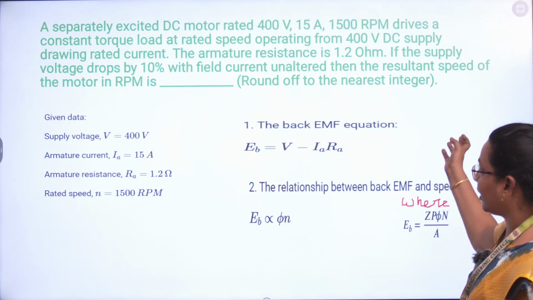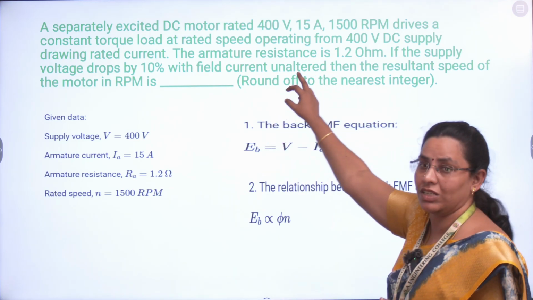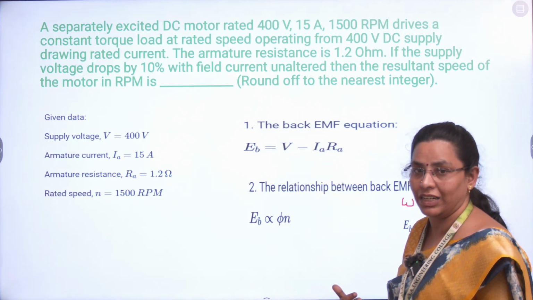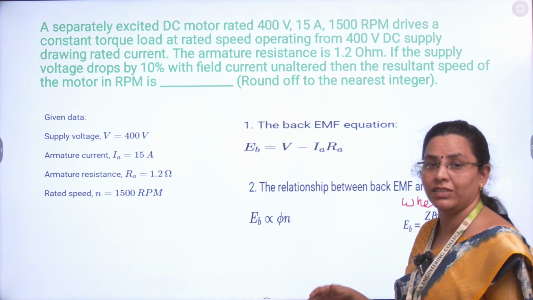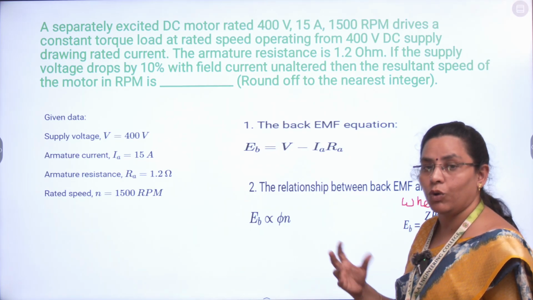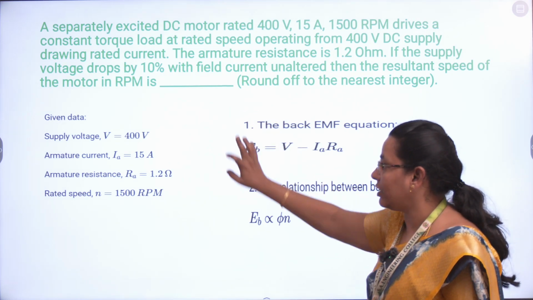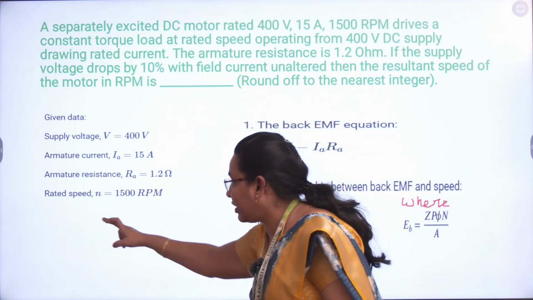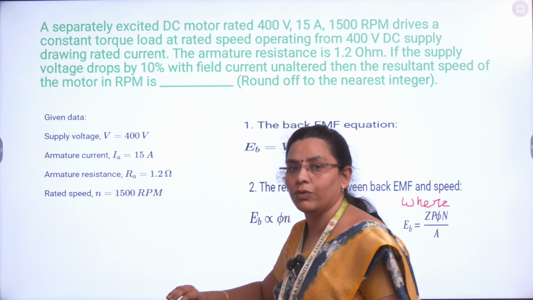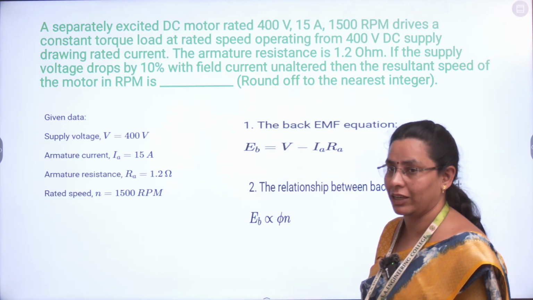Now they are asking if the voltage is reduced by 10%. Already the given voltage is 400 volt. If the voltage is reduced by 10%, that means 90% of the voltage is available after the reduction. What is the new speed? The given data is the rated value. Now we are going to calculate the new voltage as well as the new speed and back EMF value.